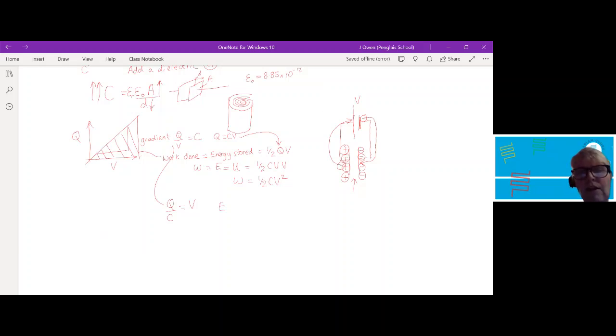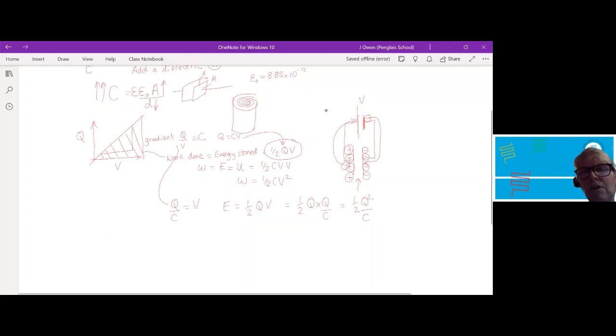So energy equals half QV. If I substitute for V, I get half Q times Q over C, which is half Q squared over C. So that's another way that I can look at this. So I can use this equation, half QV.